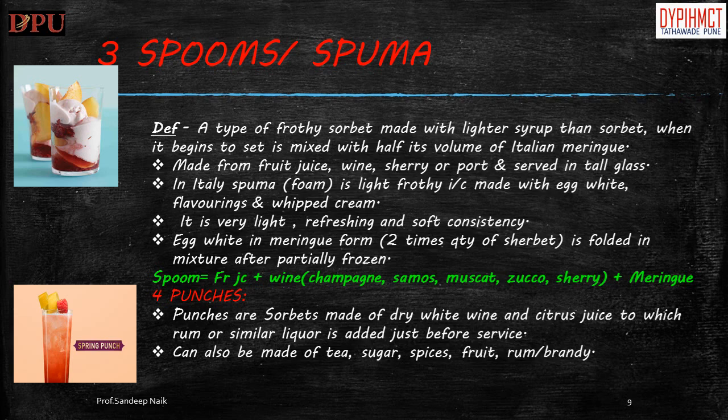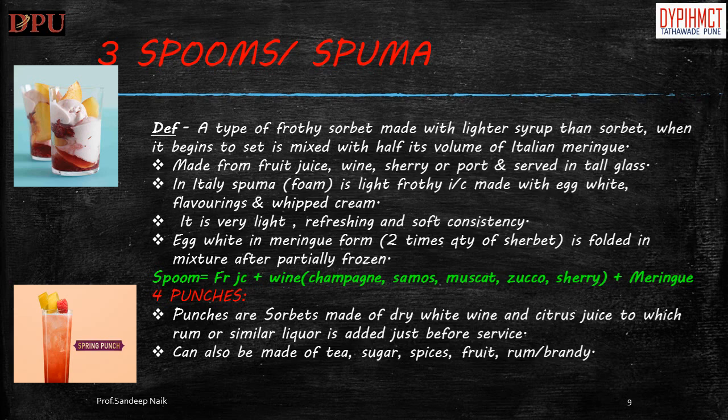Egg white in meringue form, usually 2 times the quantity of sherbet, is folded into the mixture after it is partially frozen. Spume equals fruit juices plus wines like champagne, Samos, muscat, zucco, sherry, plus meringue. Example: lime spume, raspberry spume.